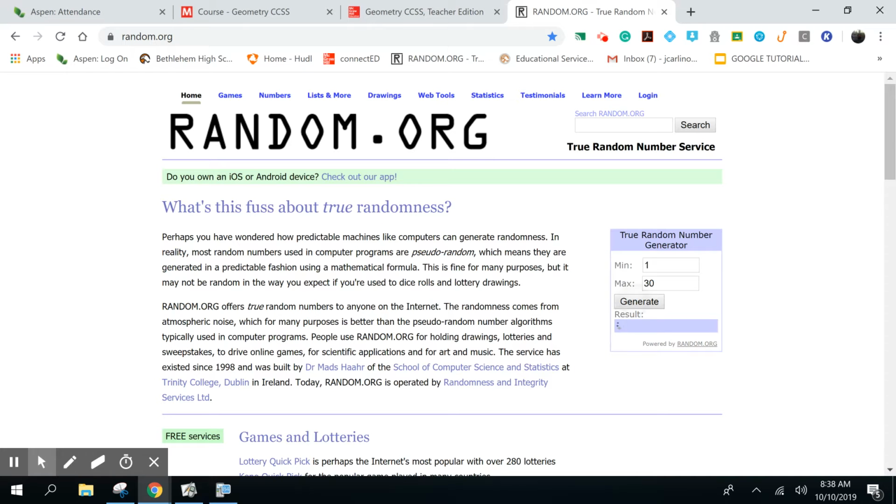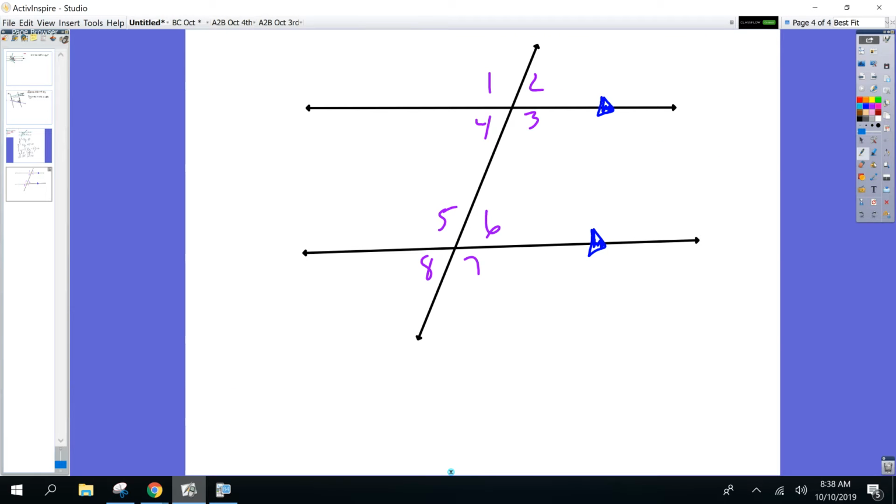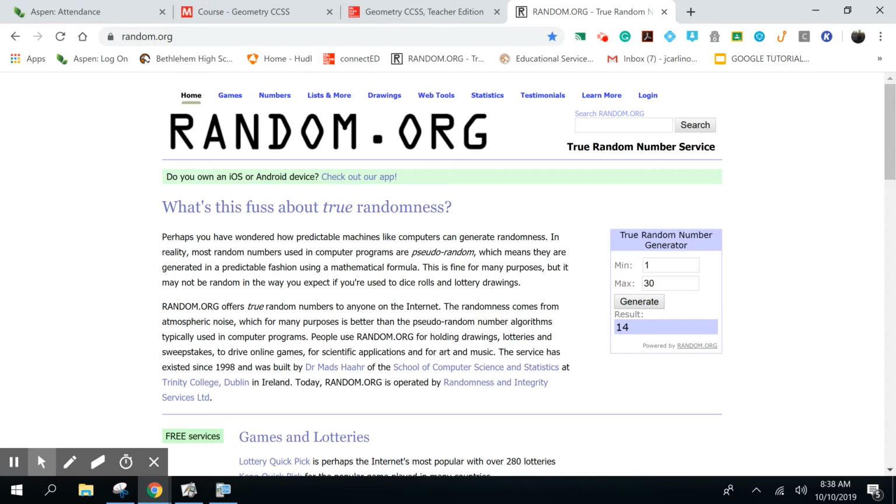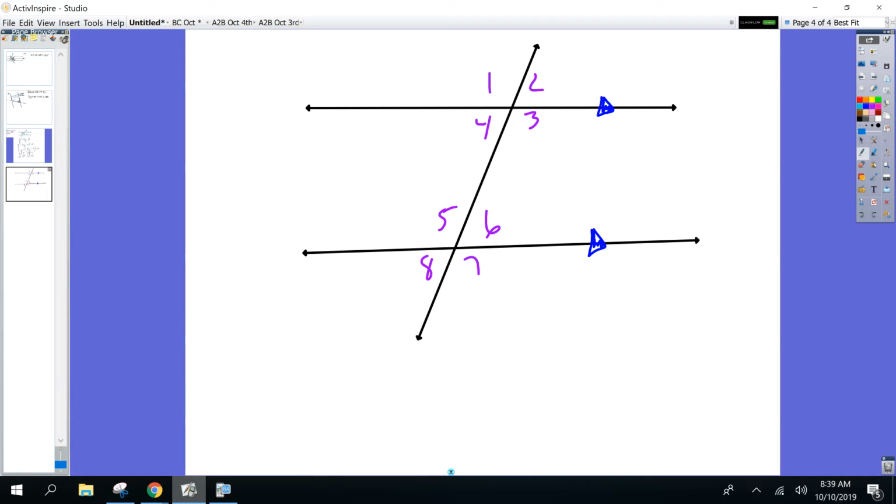2 and 7. Great. 2 and 7 are same side exterior. What do I know about them? Oh, not you. You had your chance. Supplementary. There we go. Everybody good until we get to the homework now.